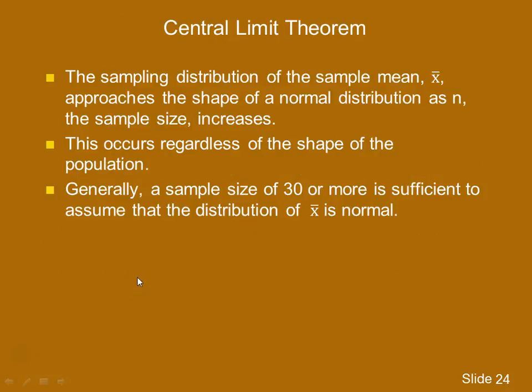Basically, what the central limit theorem says is that the sampling distribution of the sample mean, x bar, approaches the shape of a normal distribution as n, the sample size, increases. And this occurs regardless of the shape of the population. Now, there's a certain vagueness to the central limit theorem. It simply says as n increases. As a general rule of thumb, a sample size of 30 or more is generally sufficient to assume that the distribution of x bar is normal.